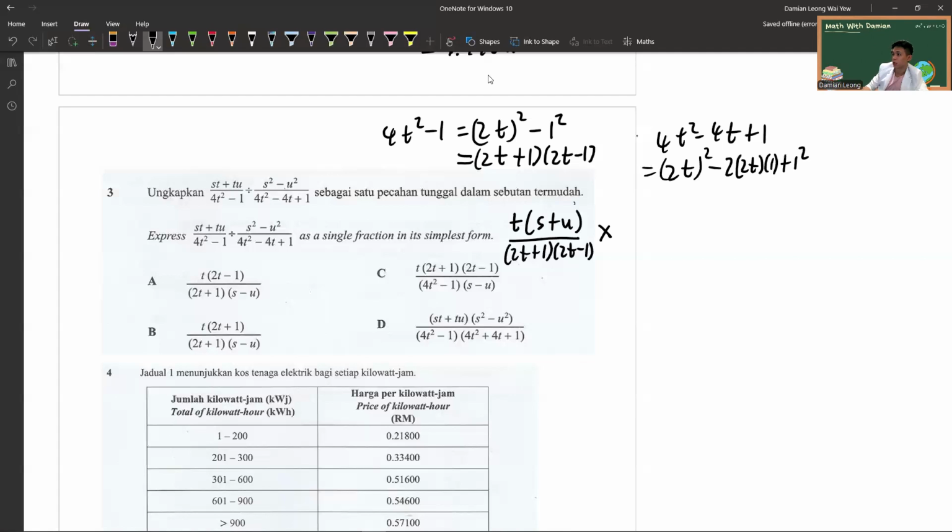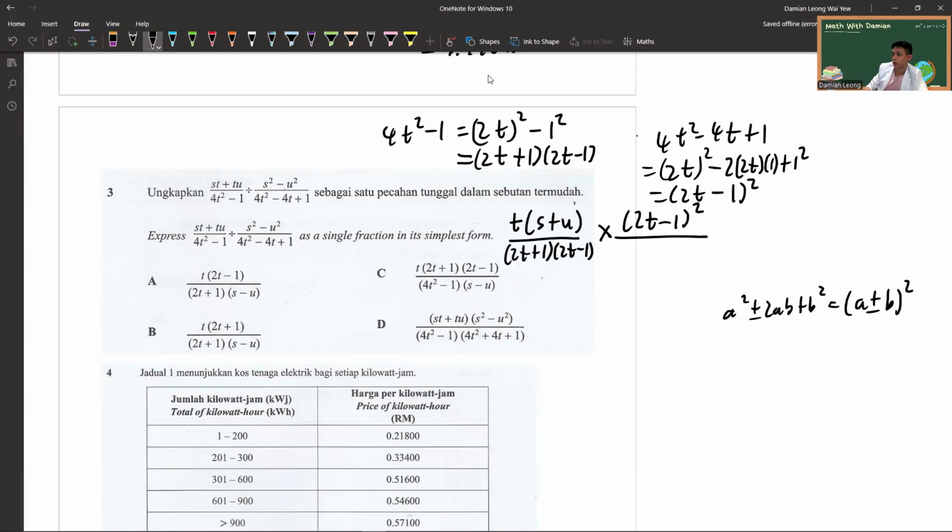Okay, which is a square plus minus 2ab plus b square, which equals a plus minus b bracket square. So this is 2t minus 1 bracket square. If not, if you want to use the cross method, or even if you use a calculator to factorize, it is no issue. There won't be any working requirement for your factorizations like this. So in this case, 2t minus 1 bracket square over s square minus u square.